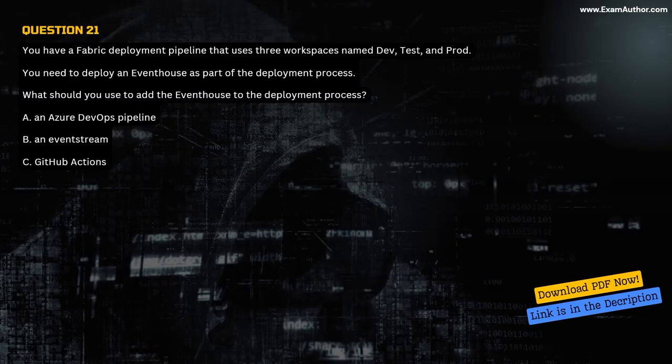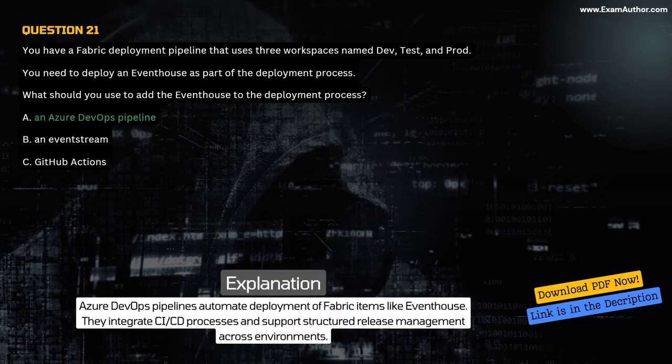Question 21. You have a Fabric deployment pipeline that uses 3 workspaces named Dev, Test, and Prod. You need to deploy an event house as part of the deployment process. What should you use to add the event house to the deployment process? A. An Azure DevOps pipeline. B. An event stream. C. GitHub Actions. Correct answer A. An Azure DevOps pipeline. Explanation. Azure DevOps pipelines automate deployment of Fabric items like Event House. They integrate CI/CD processes and support structured release management across environments.